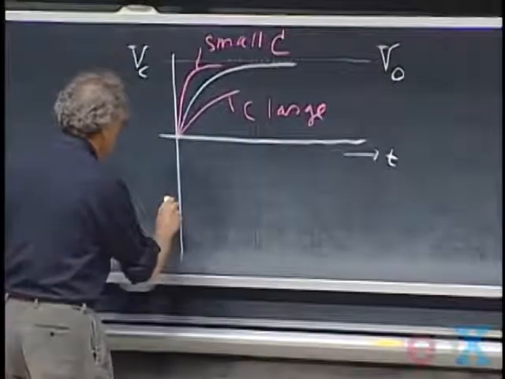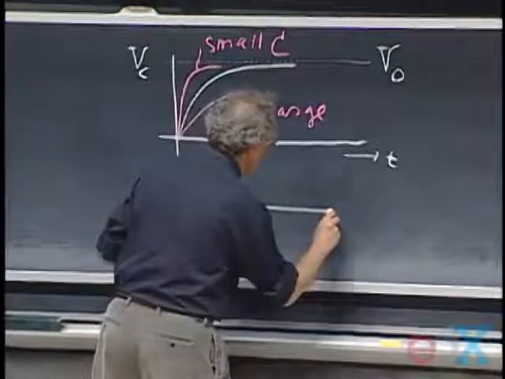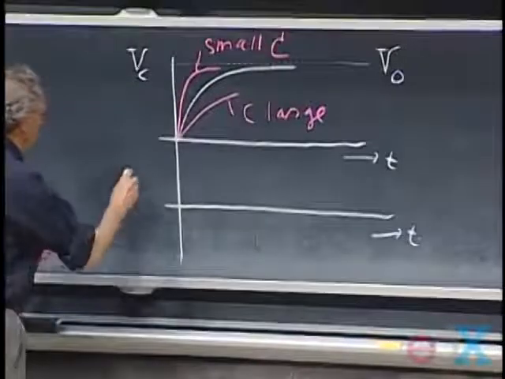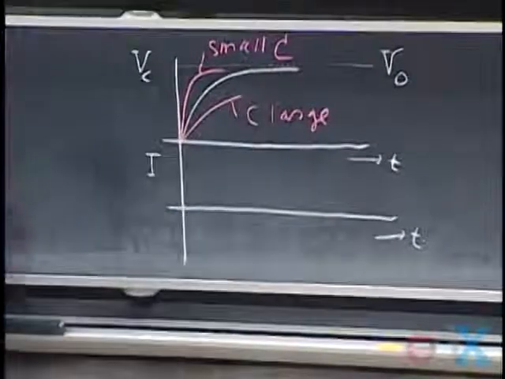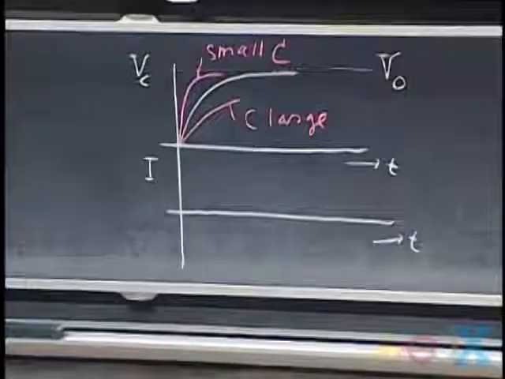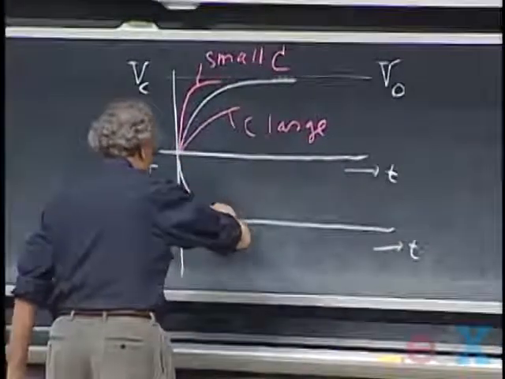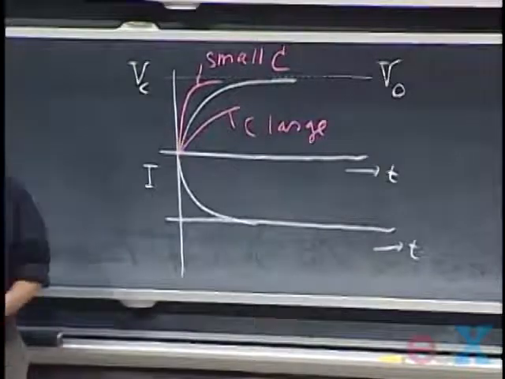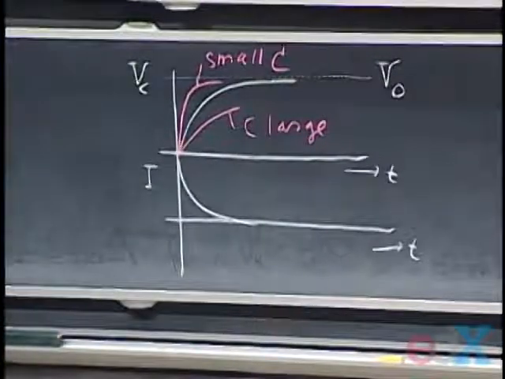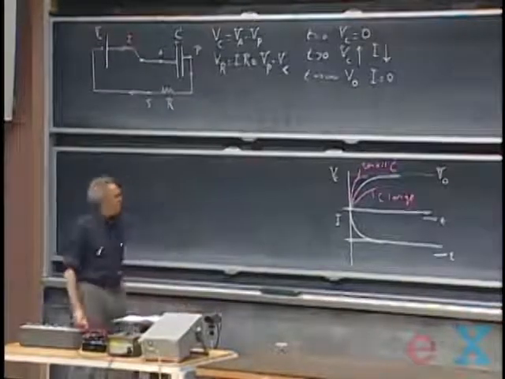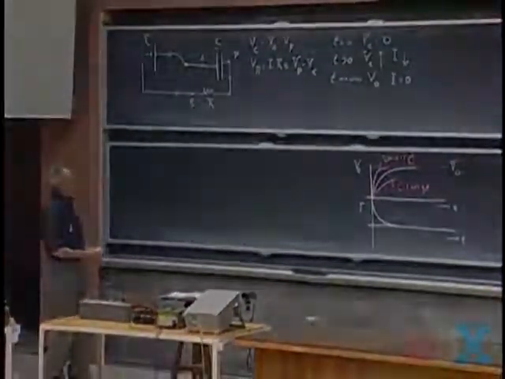The current, as a function of time: in the beginning the current will be high, but ultimately the current will die down when the capacitor is fully charged. So you expect something like this. So this you can do without any differential equations. Let's now do it the correct way.